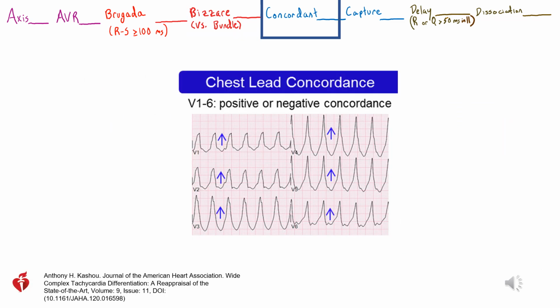Now for concordance. If you have a dominant R wave in all precordial leads or a dominant S wave in all precordial leads, then you have concordance, and this is specific for a ventricular rhythm.